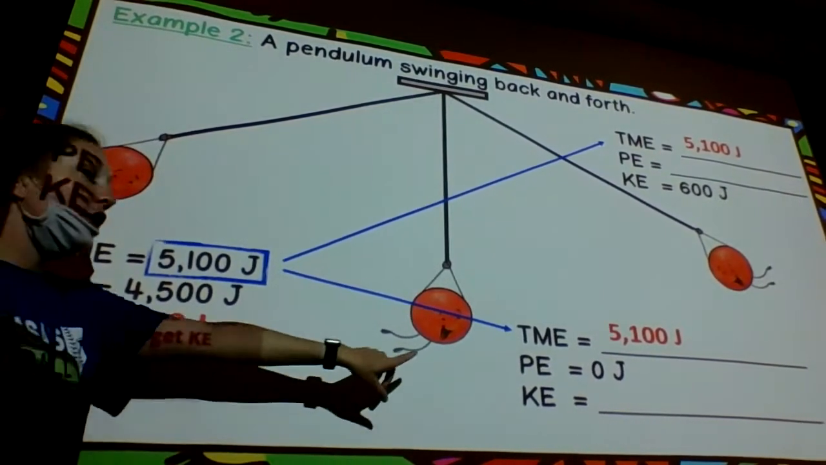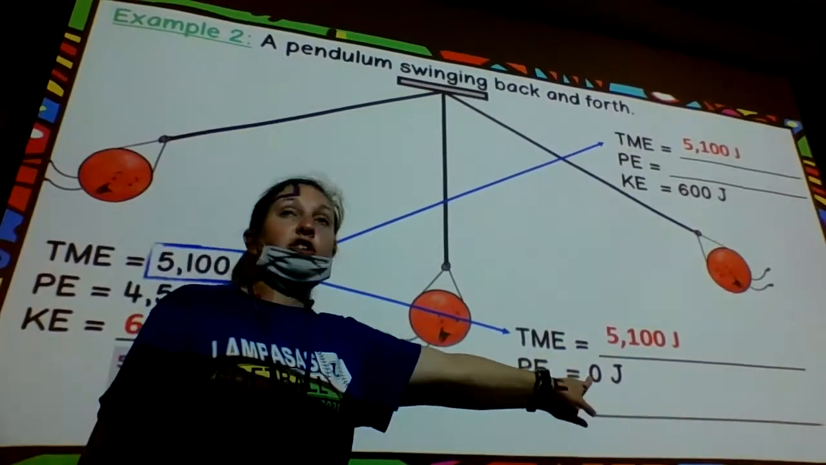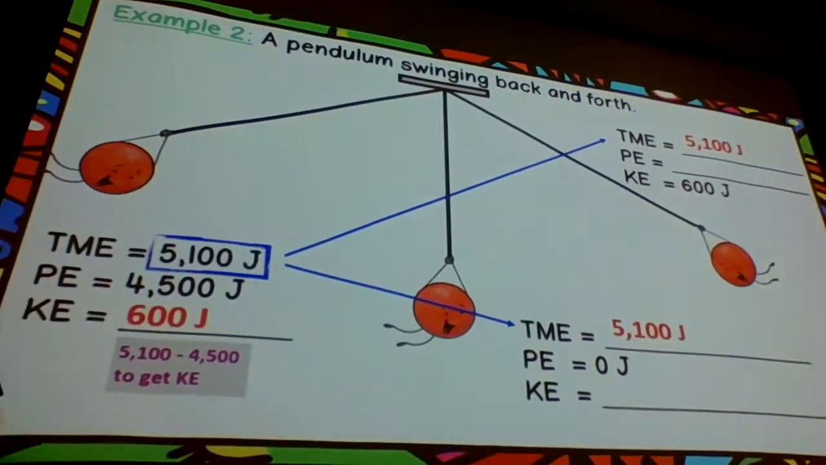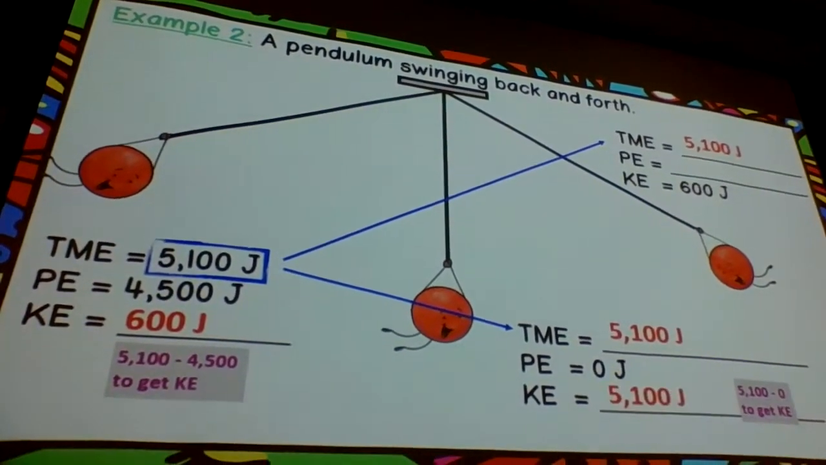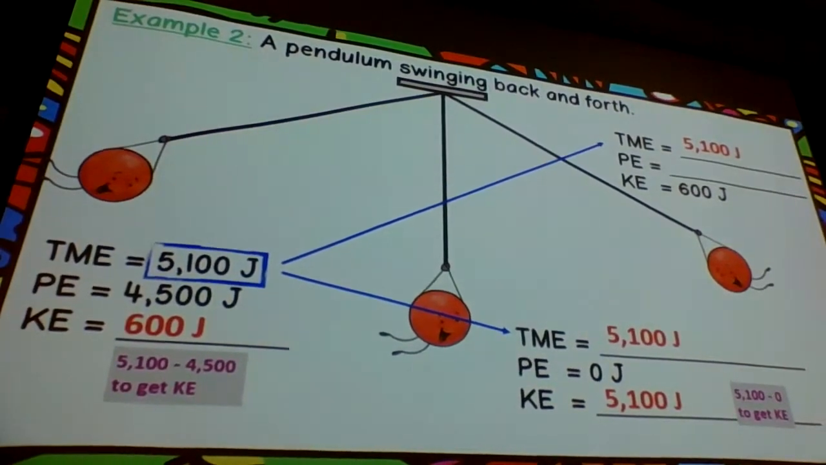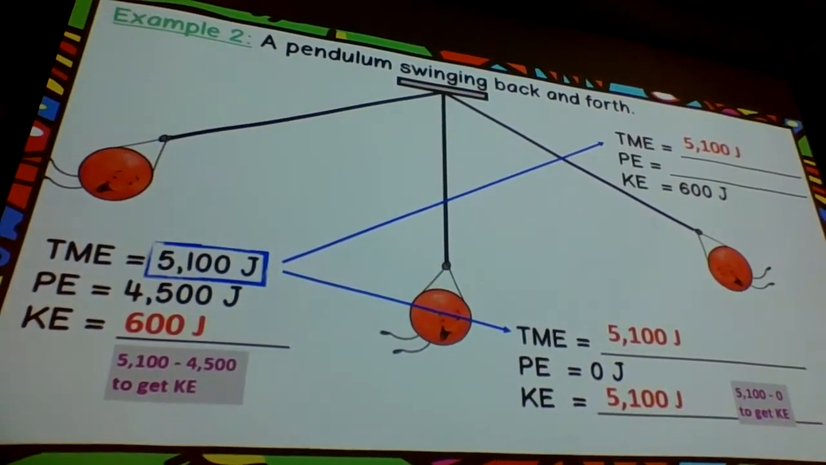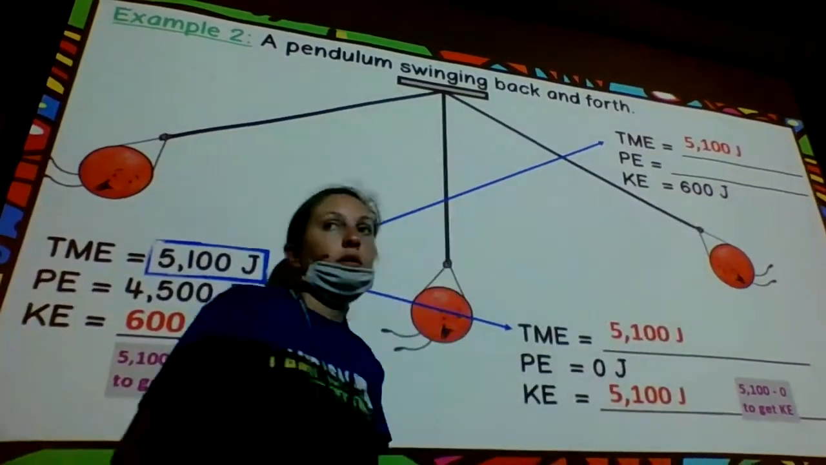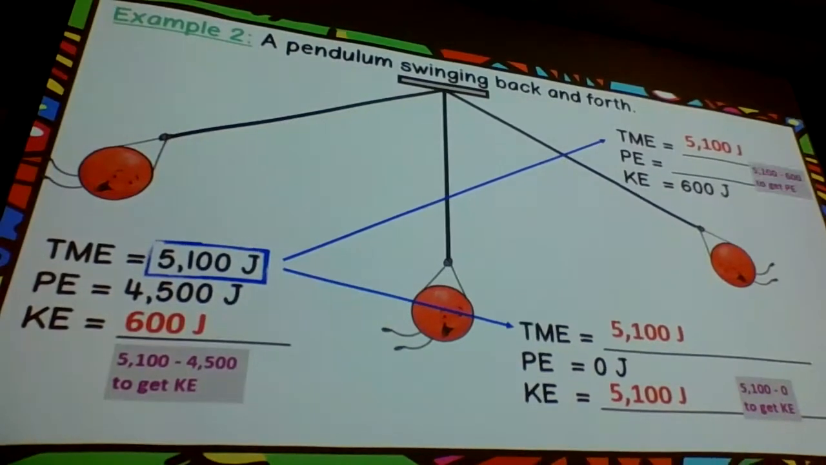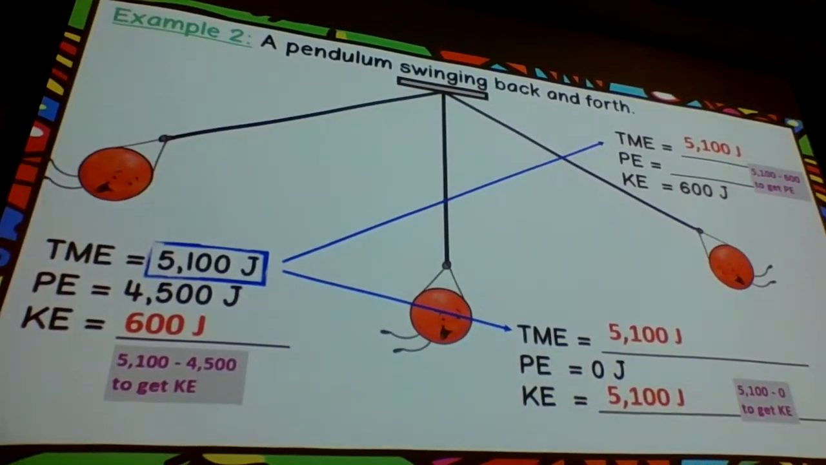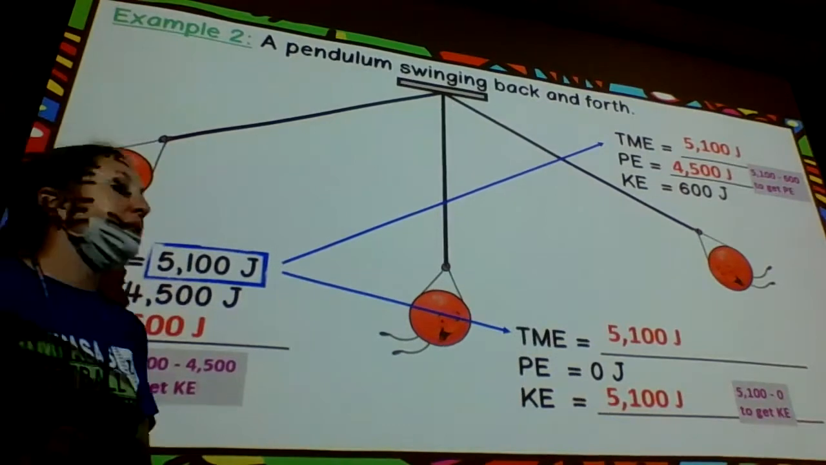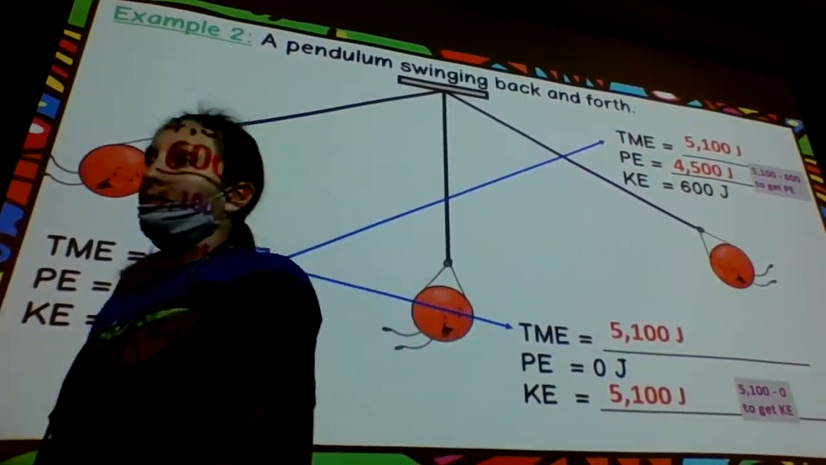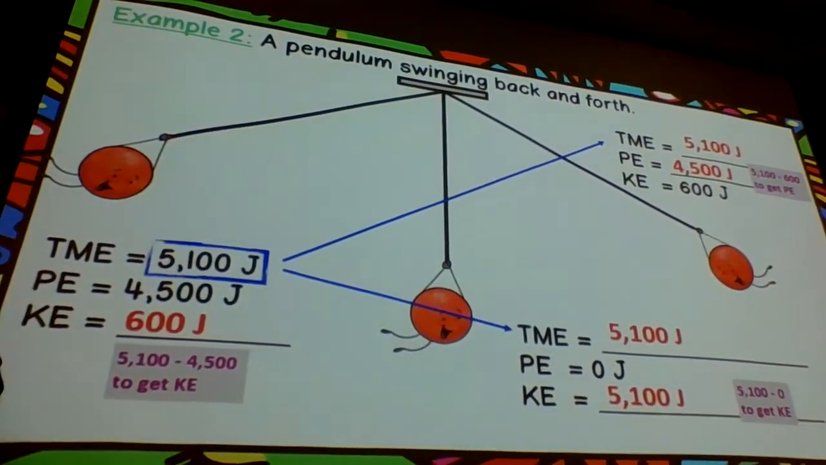Okay, this one over here should be pretty simple. If I have potential energy at 0, then what's my kinetic energy? 5,100, yes. Okay? So that one would look like that. Somebody tell me, how am I going to figure out potential energy up here? Yep, more subtraction. Okay? 5,100 minus 600 gives me potential energy of 4,500 joules. Do you think we can handle total mechanical energy?